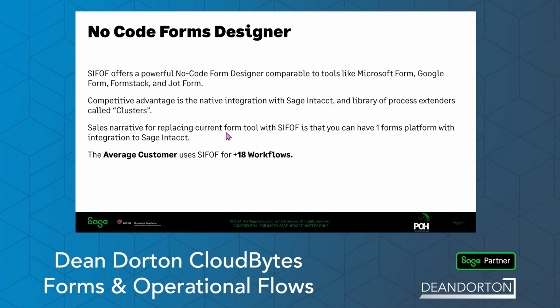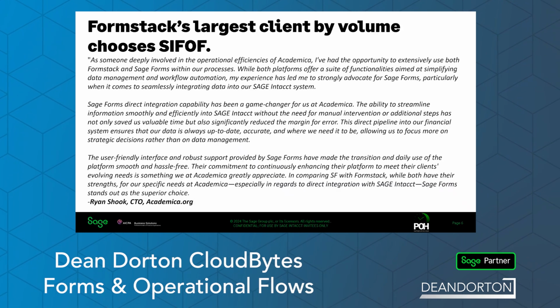But the biggest thing is that the average customer using this platform uses it for over 18 processes. So they get past that first 1 or 2 processes, maybe vendor onboarding or a customer onboarding process and a customer portal. But once they start growing and they start realizing that they're really empowered to build their own system, they can really take it and run with it. And one of the best client stories that we have: FormStack is a large forms platform. Their largest client by volume moved to Intacct, and while doing so, moved to Sage Intacct Forms and Operational Flows.